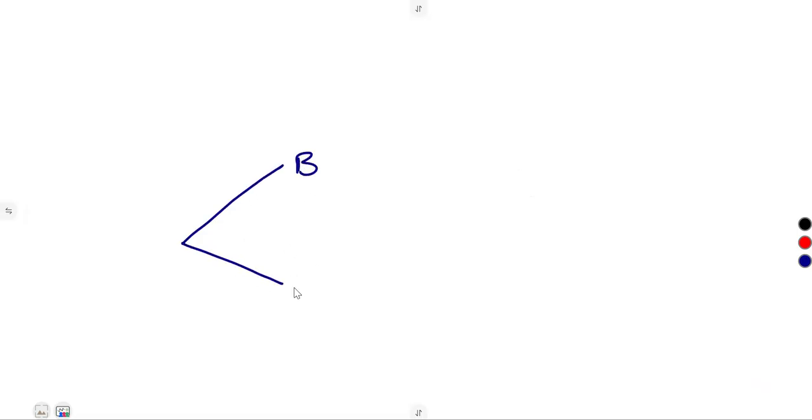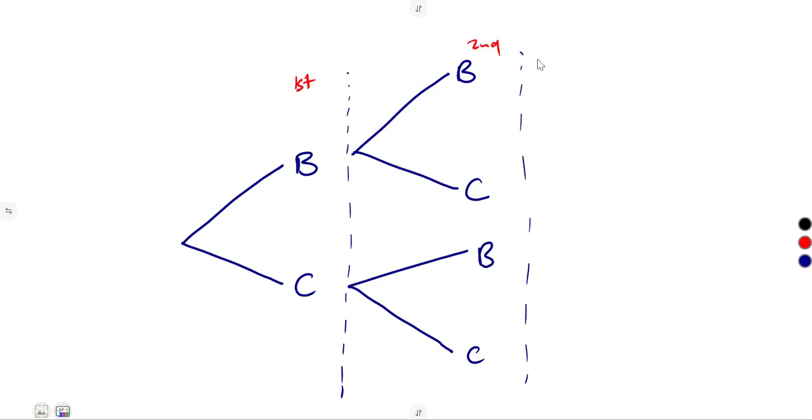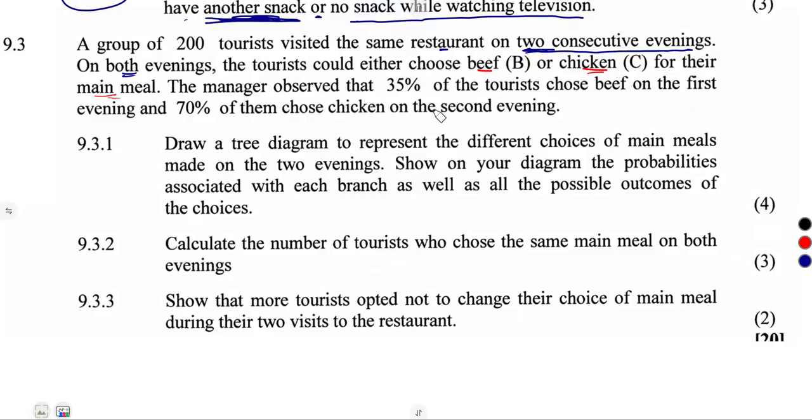There are 2, beef and chicken. So that's our first pick. Then we pick again from that, beef, chicken, beef, chicken. All right. So that's 2 consecutive, the first pick and the second pick. Then according to this information, the manager observed that 35% of the tourists chose beef on the first evening. Remember, a percentage is a probability.